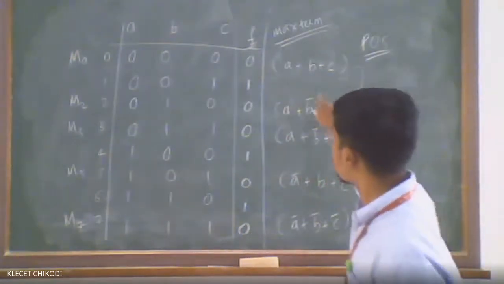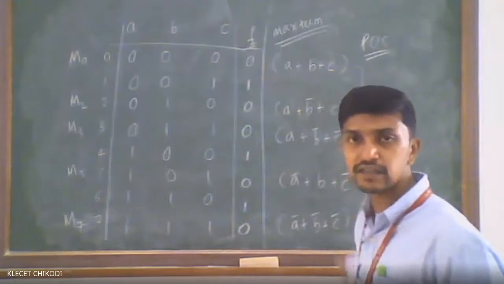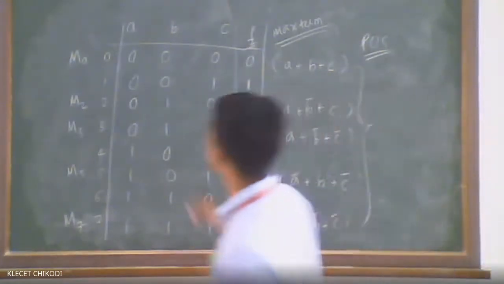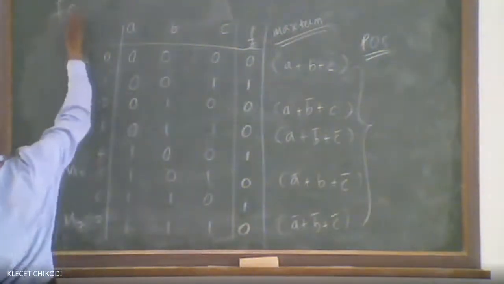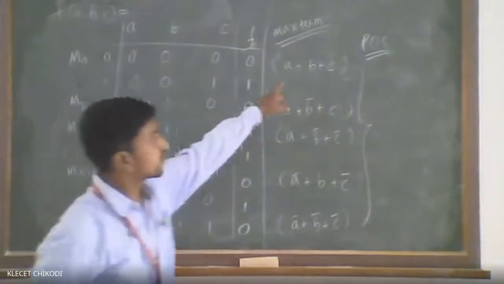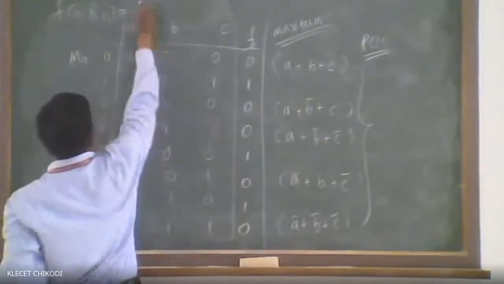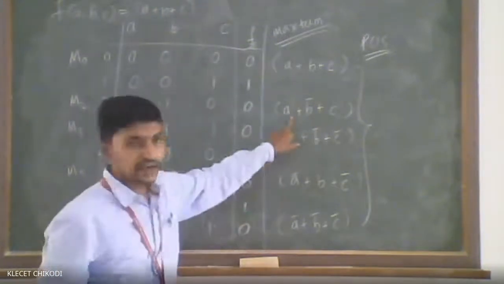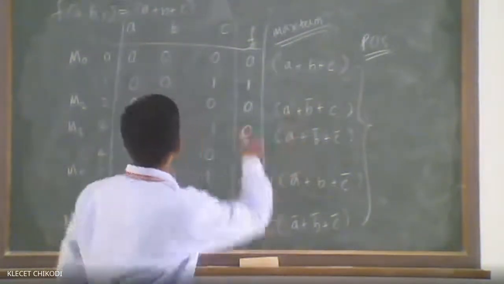Now write the Boolean expression considering these 5 sum terms. So finally, write here f of a, b, c is equal to, write the first term, that is a plus b plus c. After that, write the second term, that is dot here.